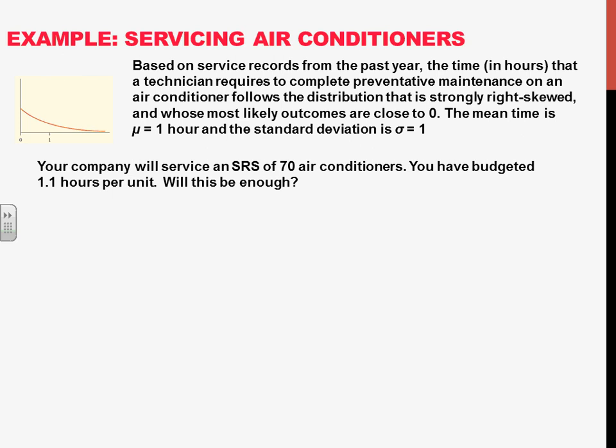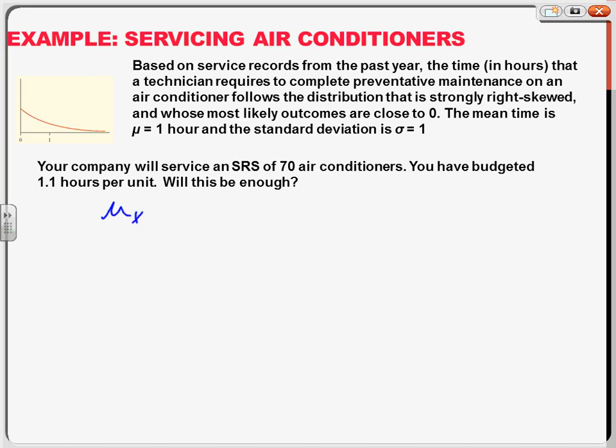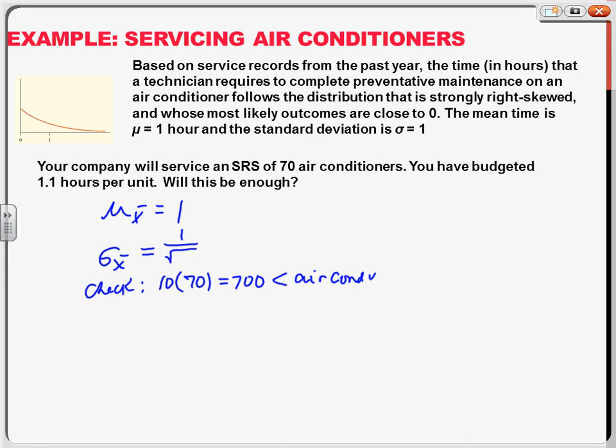Good question. All right, so let's go find the mean of the sample mean. That's just 1. What about the sample standard deviation? Well, let's check and make sure our 10% rule is applied here. So 10 times, how many do we have? 70 is 700, and I think that the population, that there are definitely more air conditioners than this. So I think we're good to go. So here I can see, again, we're dealing with means. So I'm going to take my previous standard deviation divided by the square root of my n, and I get approximately 0.12.